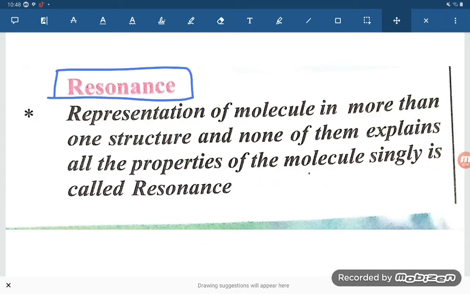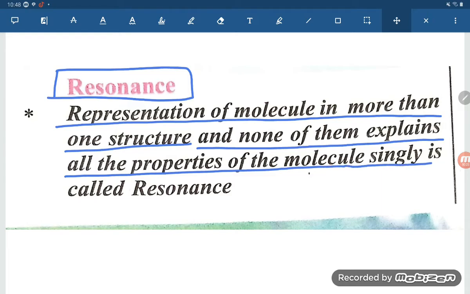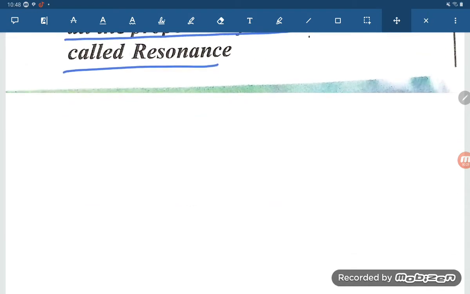Hello students, let us once more try to understand resonance, because some students are still facing problems. Resonance is the representation of a molecule in more than one structure, where none of them explains all the properties of the molecule singly. This is called the resonance structure. Now try to understand with the help of an example.